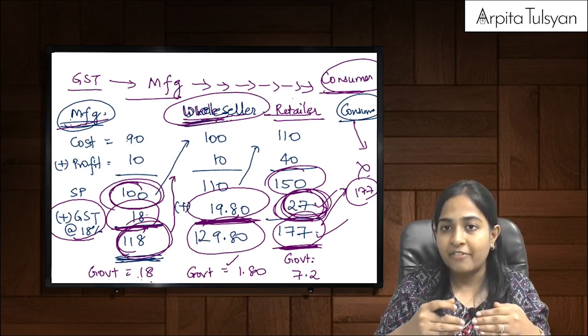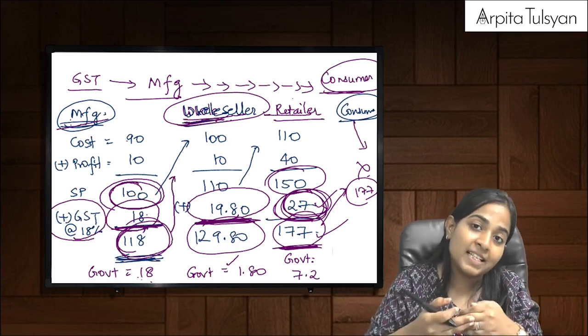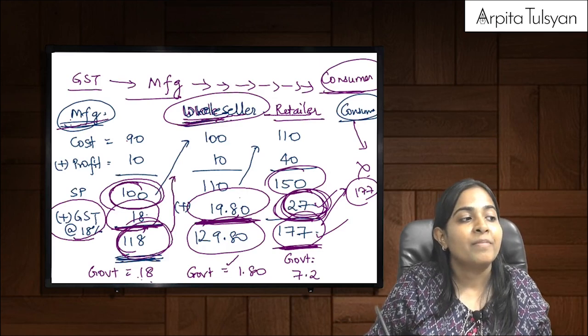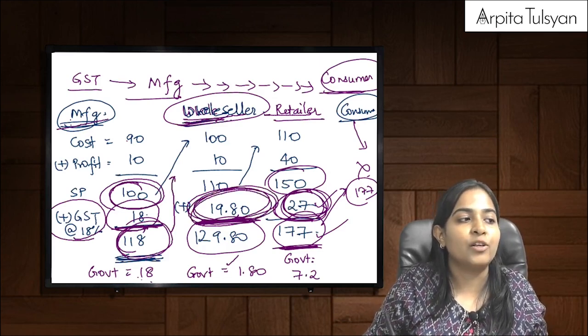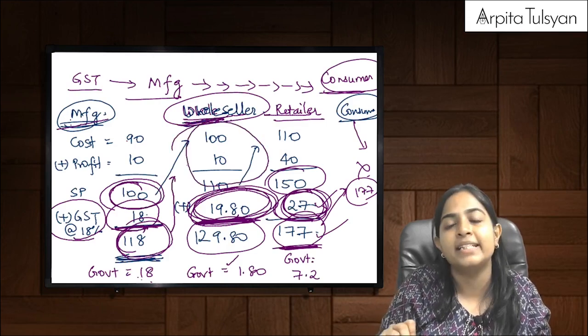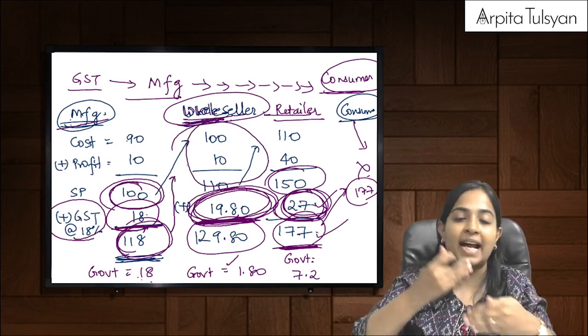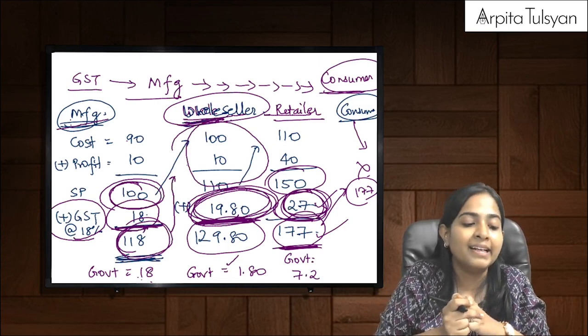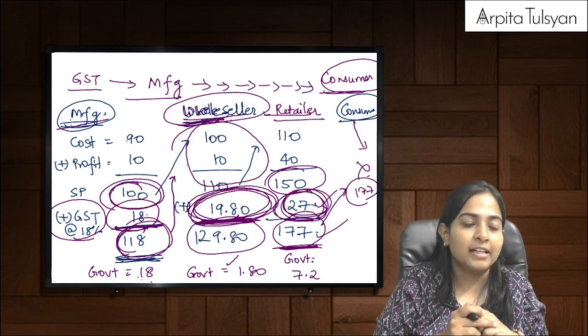Are we calculating GST on taxes also? No. We calculated GST on the amount which does not include any GST. So there is no tax on tax. There is no cascading effect. Are you clear with this?